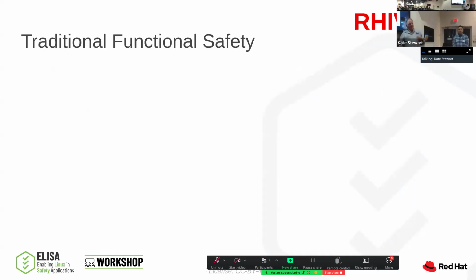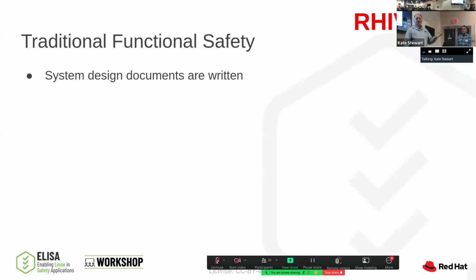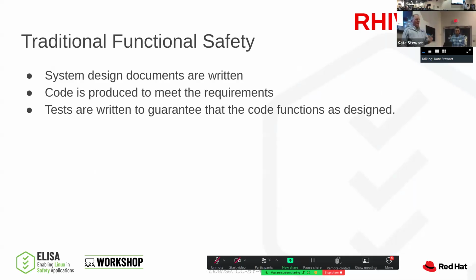So traditional functional safety comes down to systems designed, documents are written, and a lot of this we talked about earlier today. And then code is produced to meet the requirements, and then tests are written to guarantee the code. Well, I think the session on the kernel, which I thought was fascinating, talked about basically retroactively going in and writing the design documents. It was kind of a cool talk. And this is one of the problems we've had with trying to get Linux to be functionally safe, right? No one wrote any design documents. Everything evolves. I talk about this as creationism versus evolution.